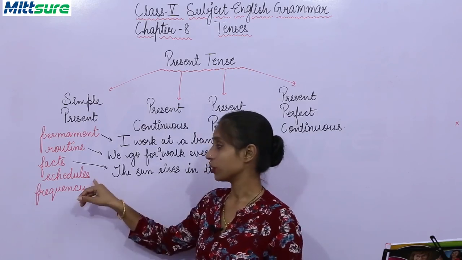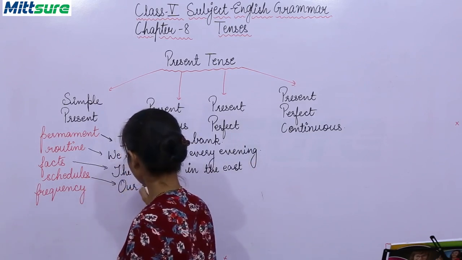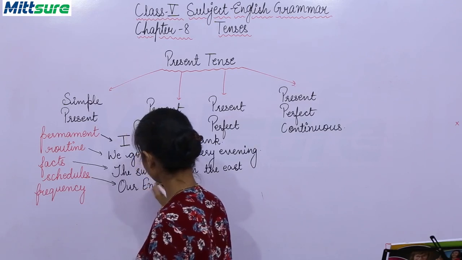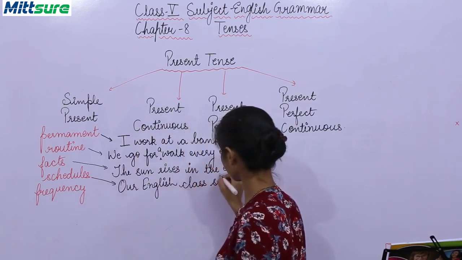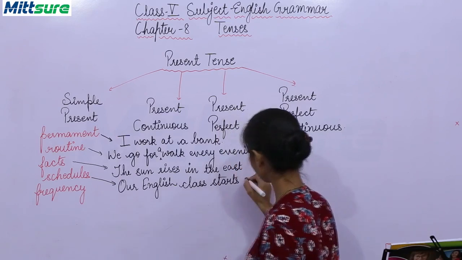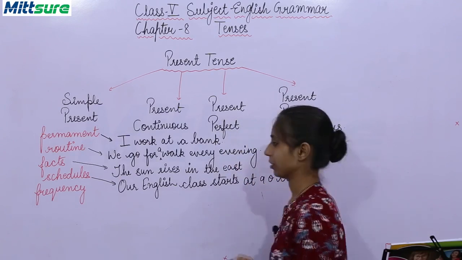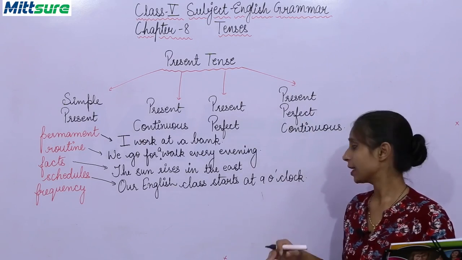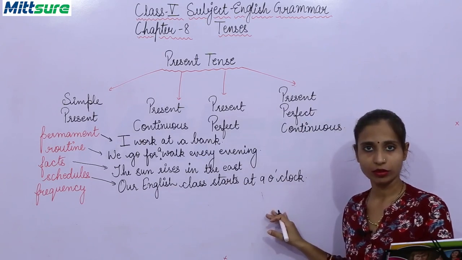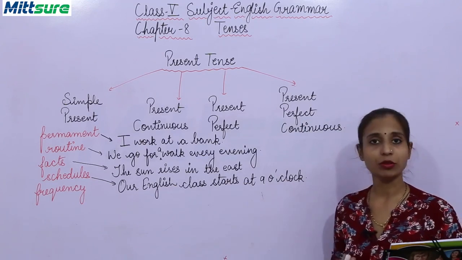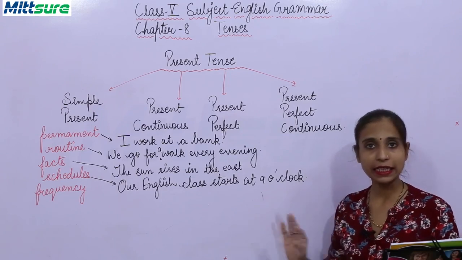All right. Now, schedules. English class starts at 9 o'clock. Again, it is a schedule, right? Always on a daily basis, our class starts at 9 o'clock. Our English class starts at 9 o'clock. So, this is a daily work which starts at 9 o'clock daily.